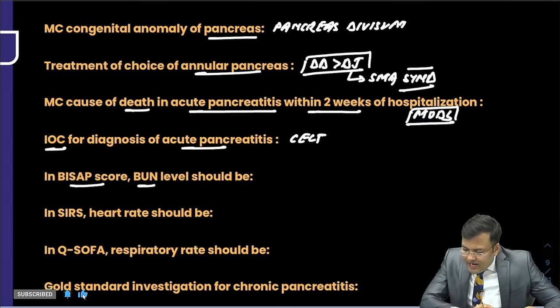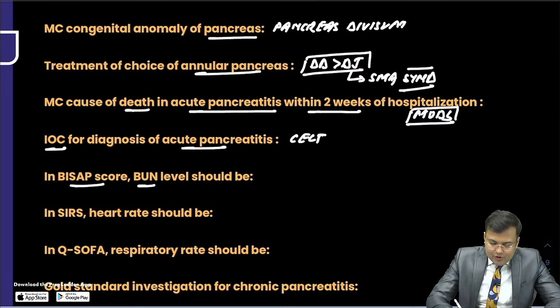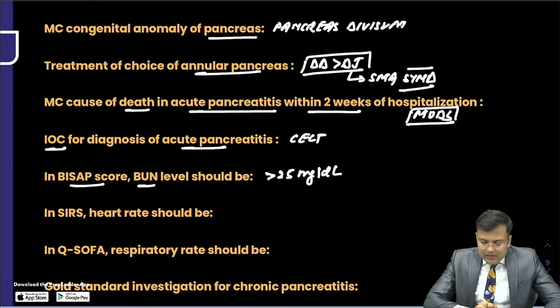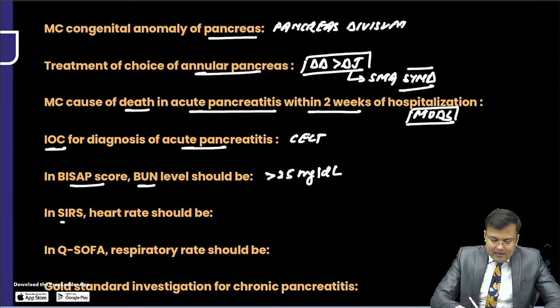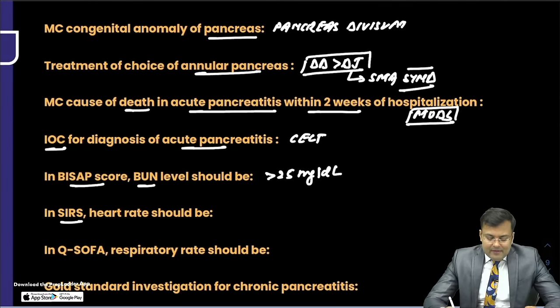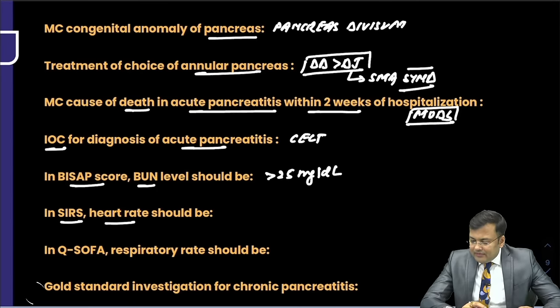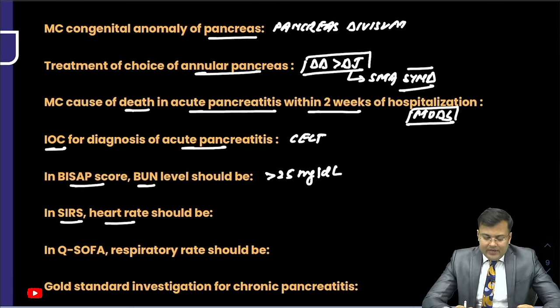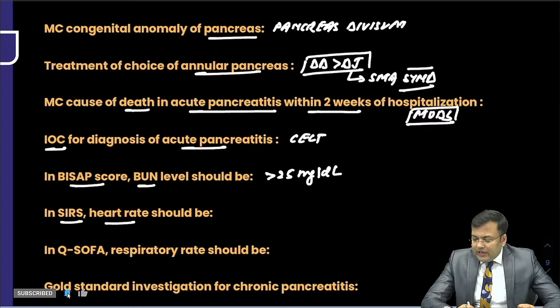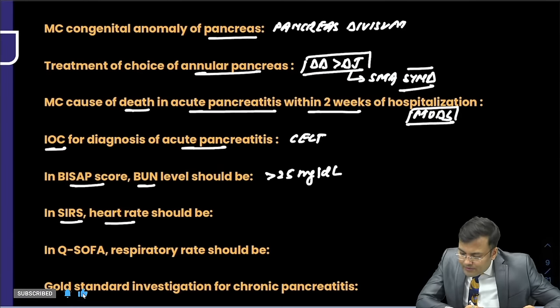Yes, Gautam, it should be more than 25 milligram per deciliter. SIRS, systemic inflammatory response syndrome. What should be the heart rate in systemic inflammatory response syndrome? Heart rate should be more than... First person to reply.